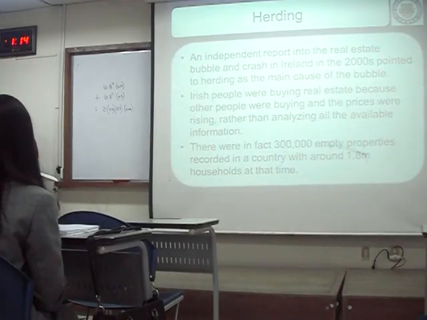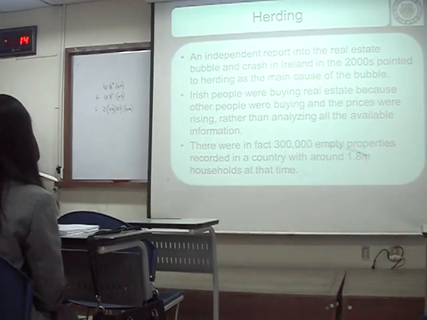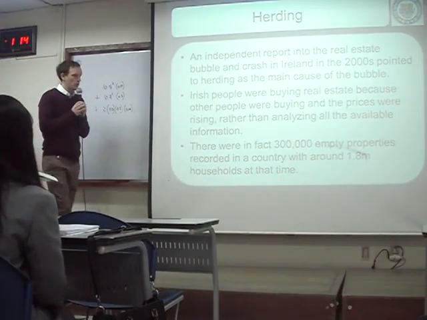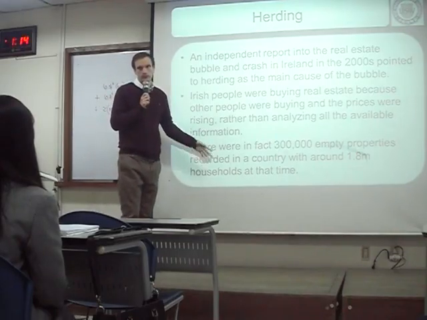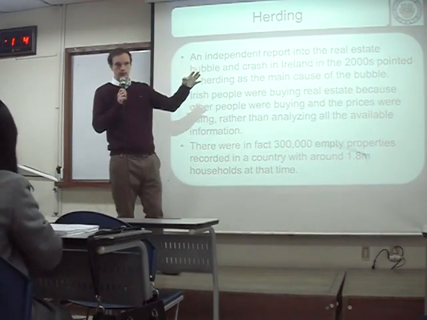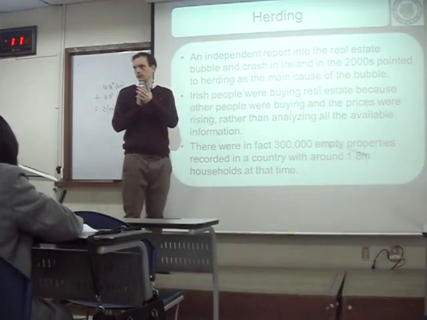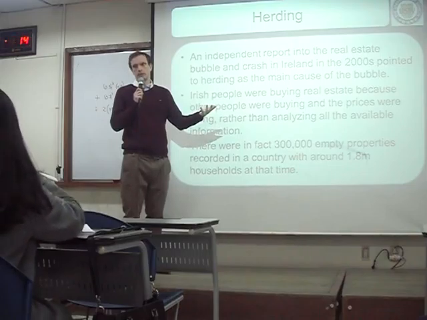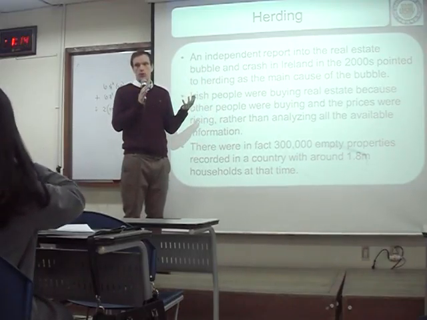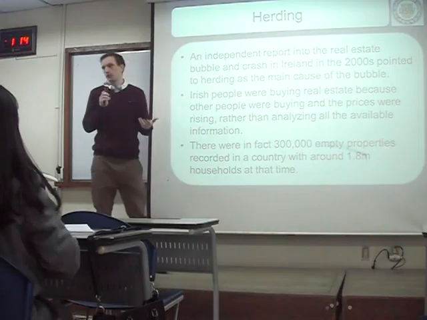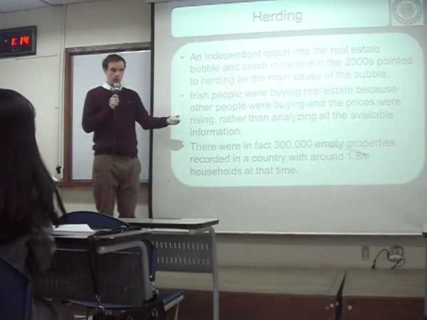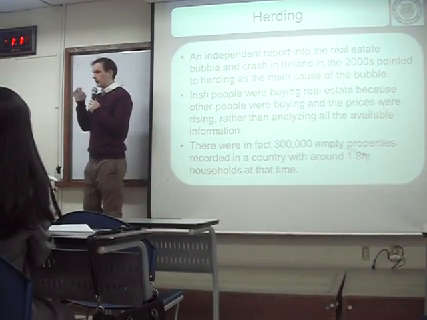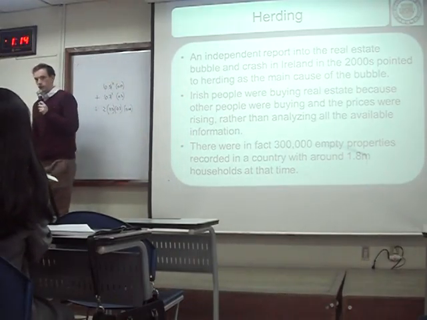So actually, in Ireland, there were 300,000 empty properties, and in the country, there are only 1.8 million houses. So about one over six of all the houses in Ireland were empty. Ireland is a really big country, okay? So the information was quite clear. The house price shouldn't be that expensive in such a big country with so many empty properties. So if people just stopped and made their own intelligent decision based on the information, then they wouldn't have bought the houses, okay? But they didn't stop and make their own decision based on the information, okay?